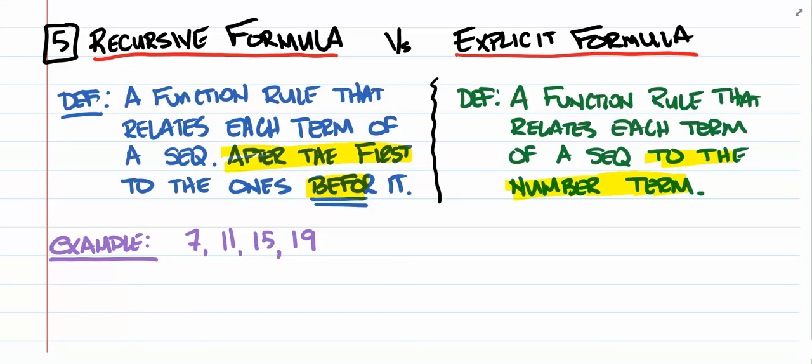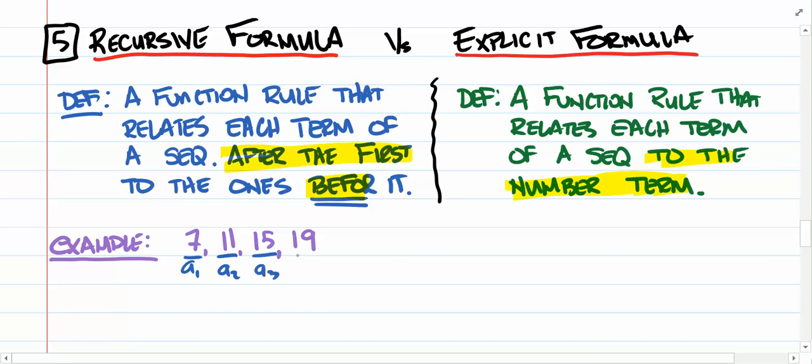So let's take, for example, this sequence here. It is 7, 11, 15, and 19. All right. So we note here that this is a sub 1, this is a sub 2, this is a sub 3, this is a sub 4. Okay. So a recursive formula would be this.